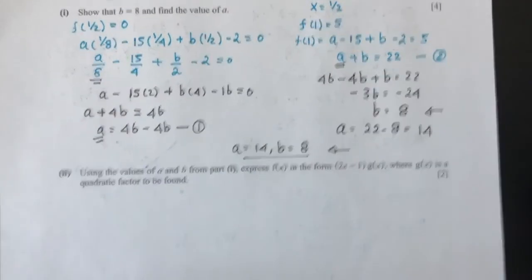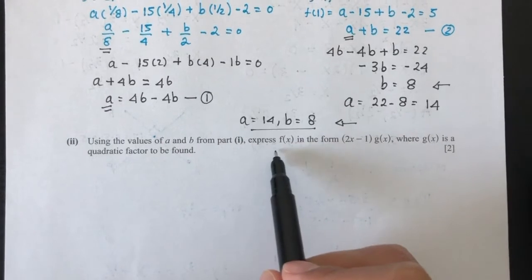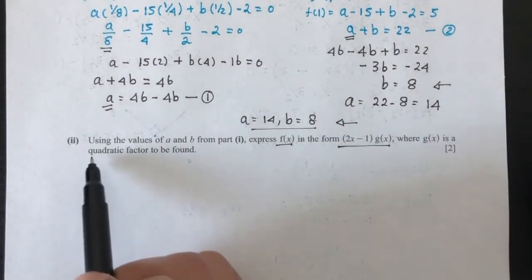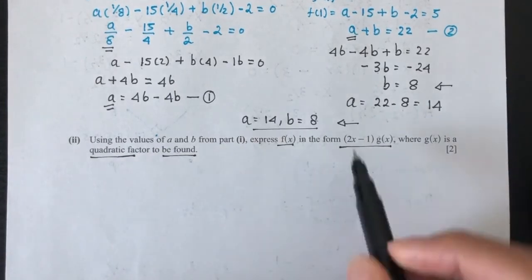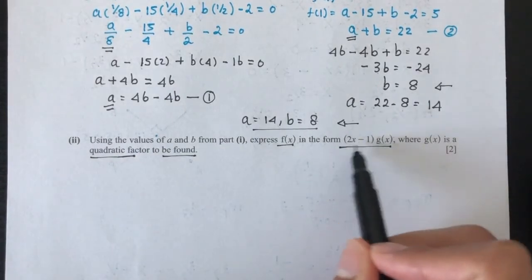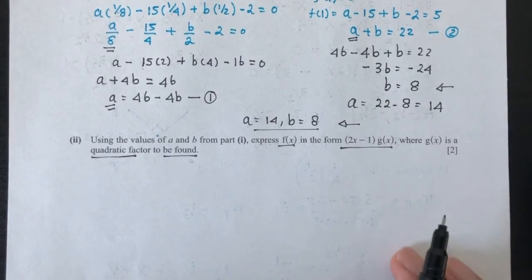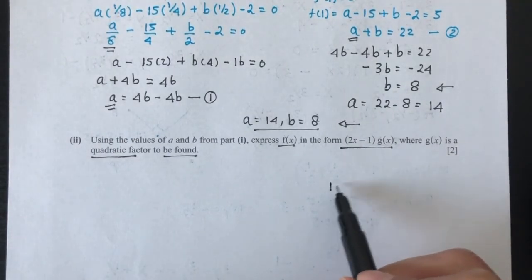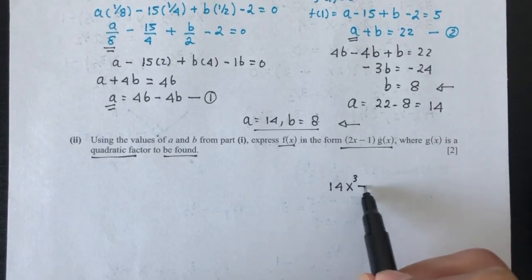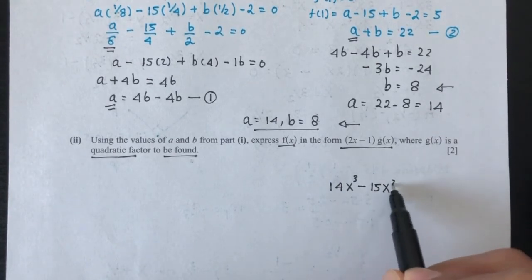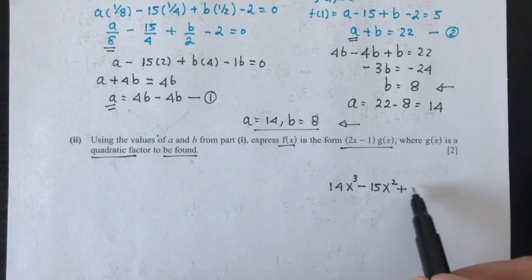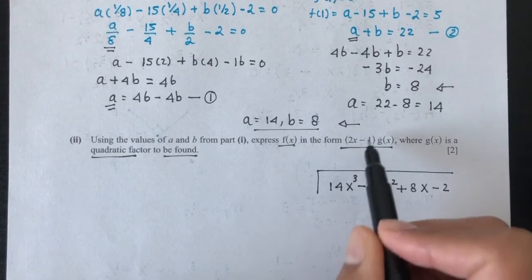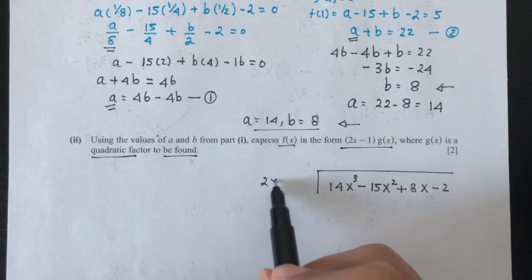Now for part 2, using your values of a and b, express this in the form of this, where g of x is a quadratic factor to be found. Pretty easy. As you can see, this is the factor given to you already. We just have to perform a long division. So now our f of x is equal to 14x cubed minus 15x squared plus 8x minus 2. We have to do a long division with the factor of 2x minus 1.